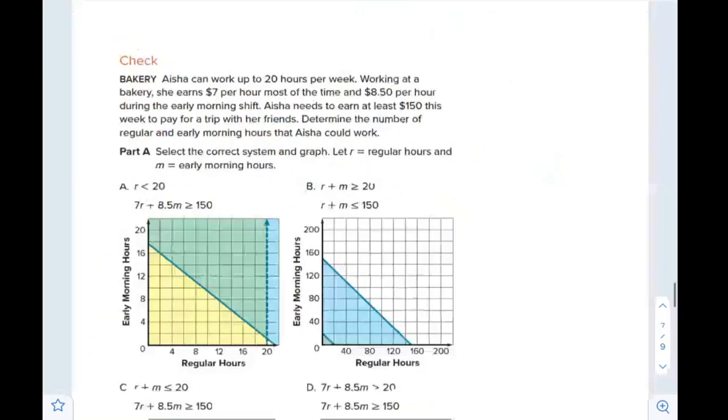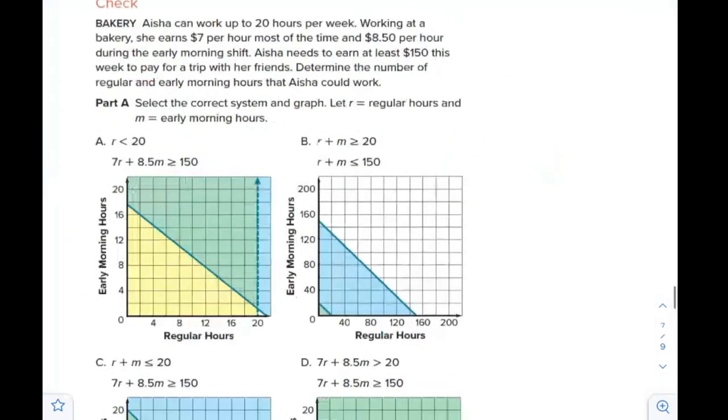Let's check our understanding by this real-life application. Aisha can work up to 20 hours per week. So the maximum number of hours is 20. So it means she can work less than or equal to 20, maximum number of 20 hours. Working at a bakery, she earns $7 per hour most of the time.